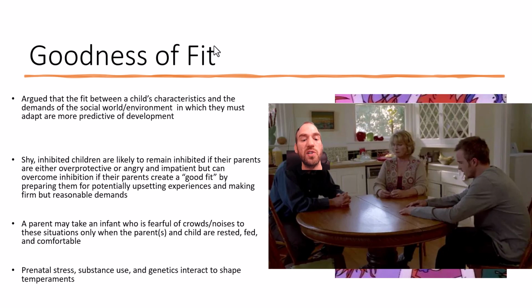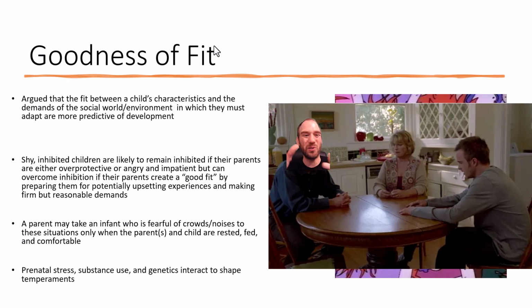Prenatal stress, substance use, and genetics interact to shape temperaments. So the idea here is that you have the child's characteristics, some elements of temperament, and then you have the environment, which has sets of demands that exist within cultures, within school or within a work setting. But obviously these are babies, and it's not 1800, so they're not working the fields in general right now, at least in the US, that gets exported. Different story. But the idea here is that you want the child's characteristics to match up well to the demands of the environment.